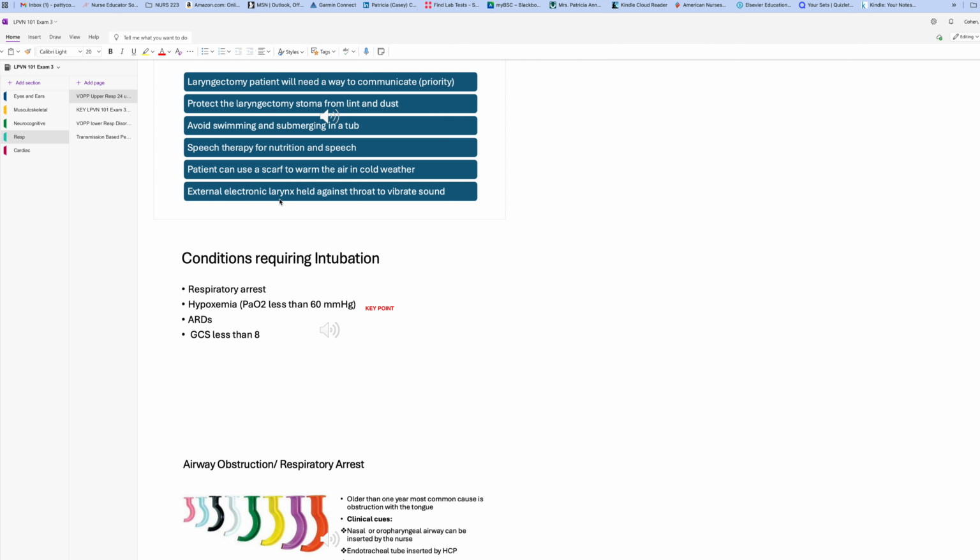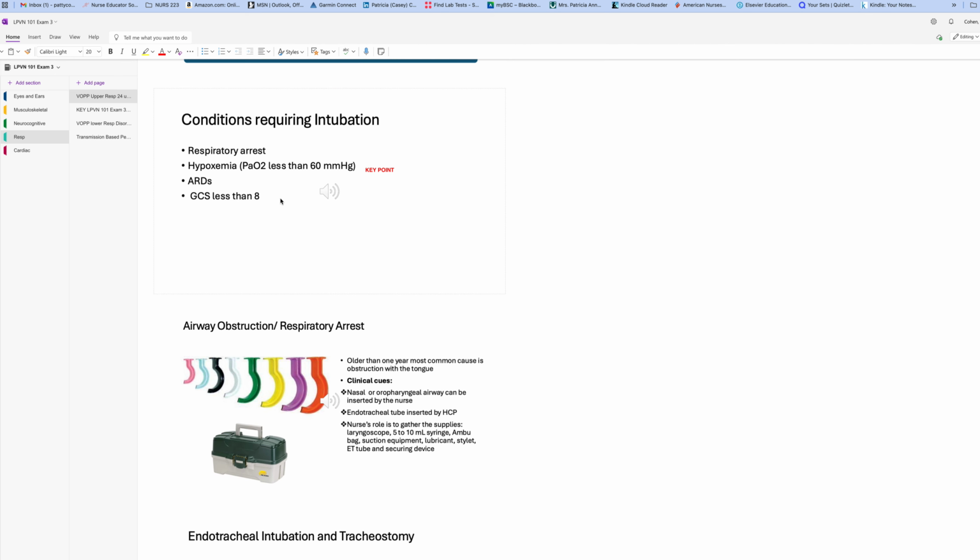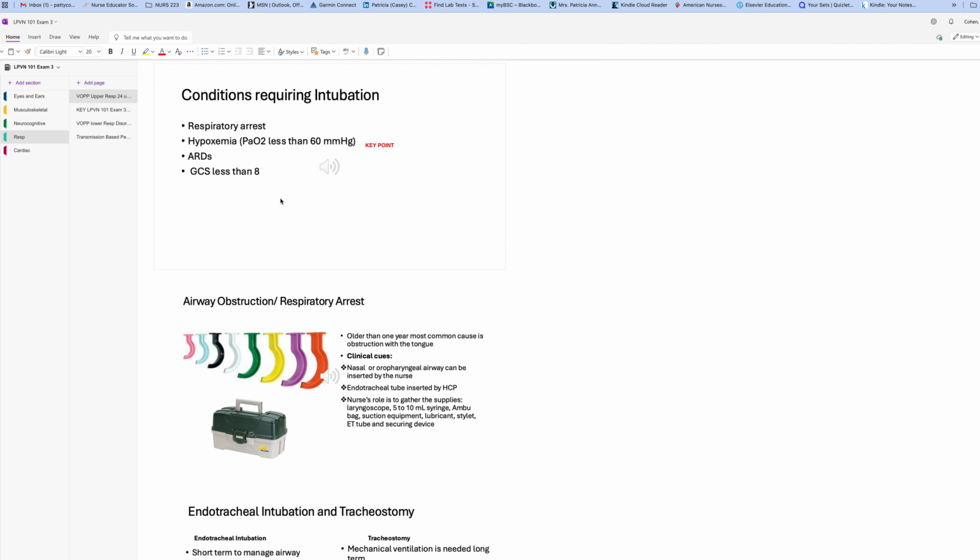Okay, conditions requiring intubation with mechanical ventilation: respiratory arrest, obviously. Anybody with hypoxemia with a PaO2 less than 60, set up for intubation. Anybody with ARDS, acute respiratory distress syndrome, and a Glasgow Coma Scale less than 8, you need to intubate. Oral airways can only be put in unconscious patients.